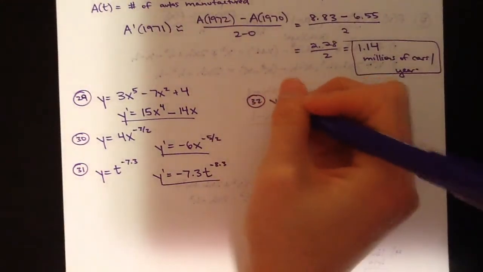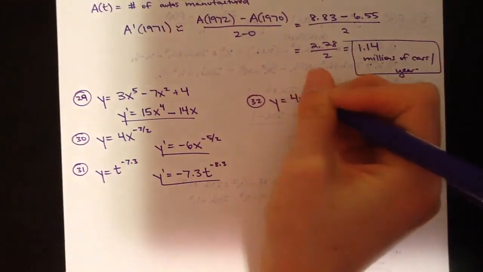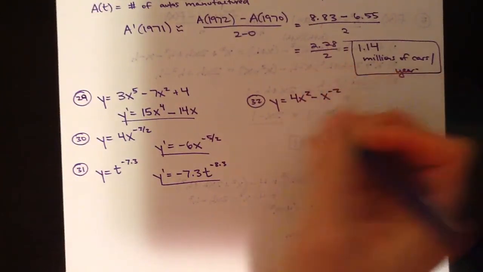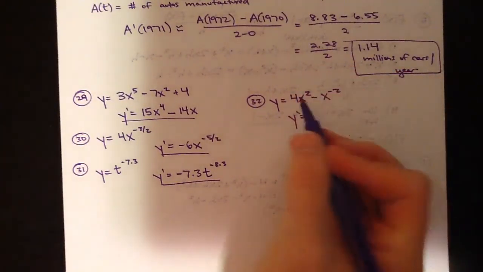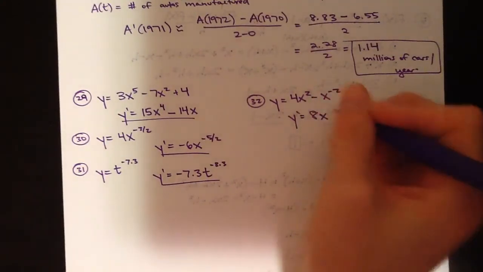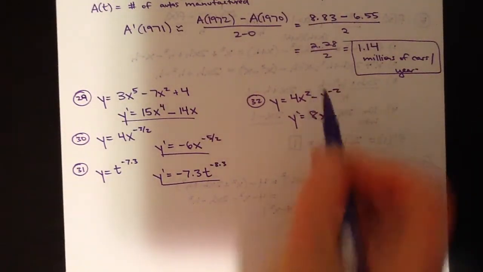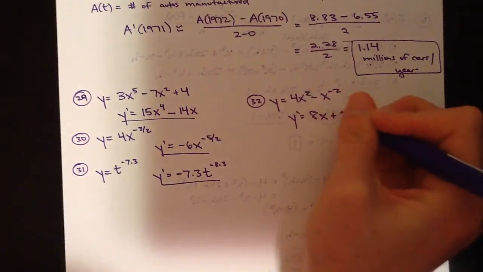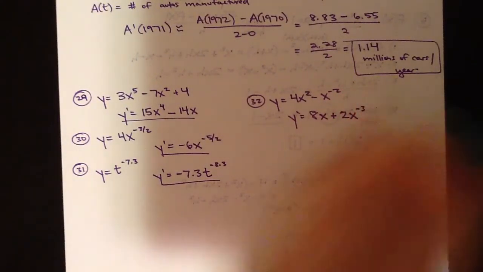32. Okay, another power rule here. So I've got 4x squared and then minus x to the negative second. So y prime, just a little power rule here. The 2 comes out front, multiplies by the 4, so I get 8x. And then minus here, the negative 2 comes out front, so I end up with plus 2x, and the power drops down to a negative 3.